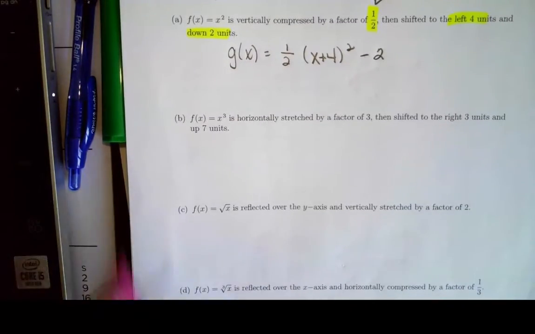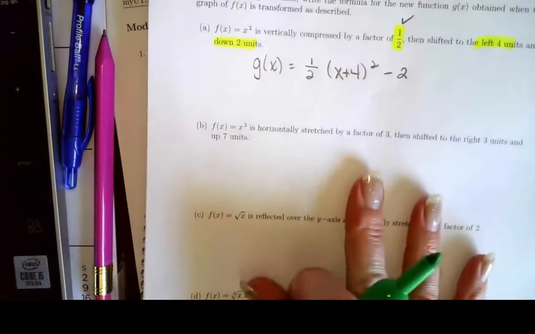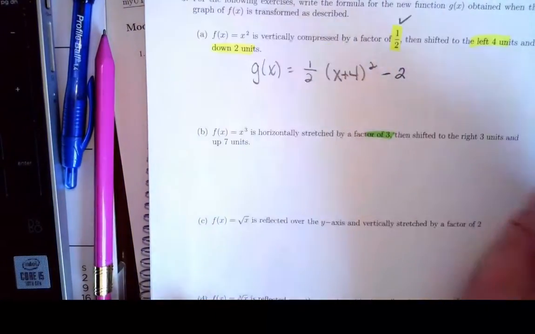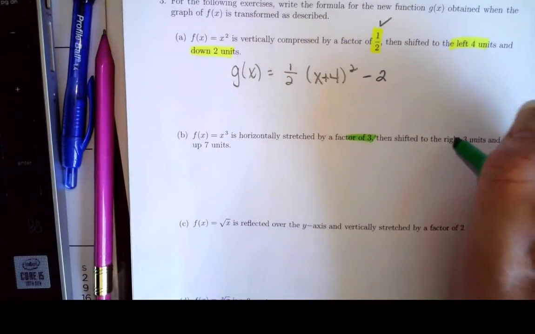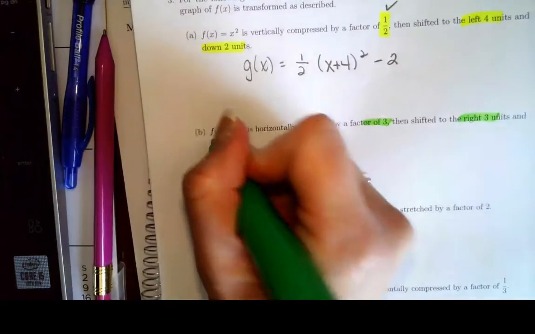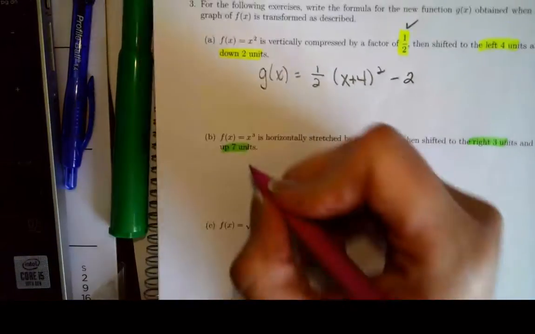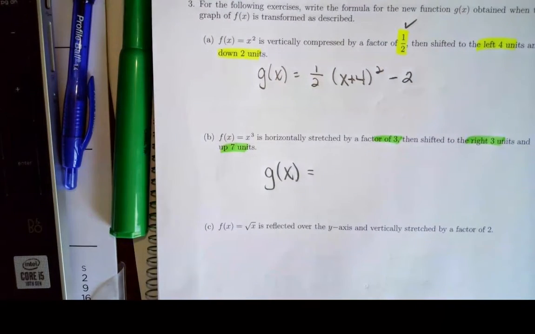So let's do a 1/3. All right, so I have g of x is going to be my new function. It's going to be horizontally stretched by a factor of 3. So that's going to be something weird. It's going to go right 3, and then it's going to go up 7. So I've got 3 things that I've got to do to this thing. So I'm going to say g of x is going to be, I don't have a vertical translation, but I do have a horizontal translation. So that's going to be a little bit different.